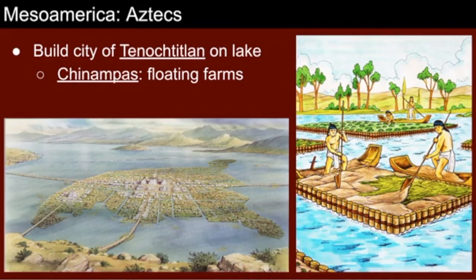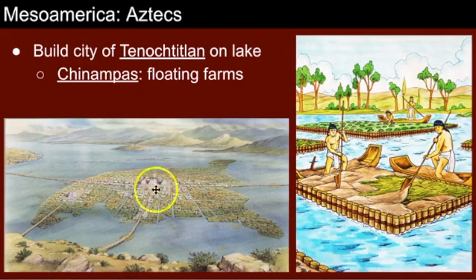The city's name was Tenochtitlan, and while many other civilizations built their cities on the banks of a lake or a river, the Aztecs built Tenochtitlan in the middle of the lake. This is a floating city. This is an incredibly impressive feat of engineering, and some of the earliest Europeans to see the city describe it as being something out of a dream.